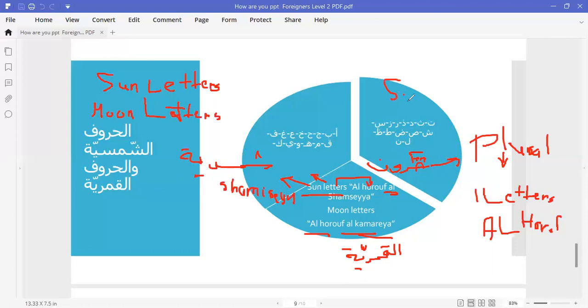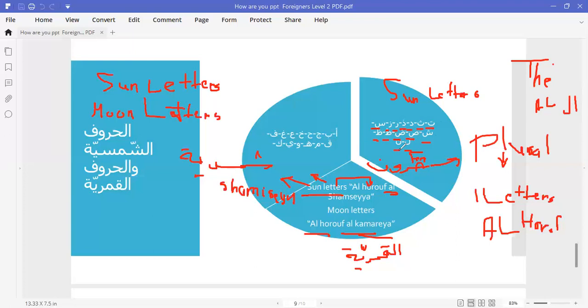Why are we learning this? We are learning this because these sun letters and the moon letters come after the definite article, the specific article, the, or al. Okay, what are these? Let's see. The sun letters are ta, tha, da, dhal, ra, za, sa, sh, sad, dad, ta, za, la, and na. These are the sun letters that need to be memorized.